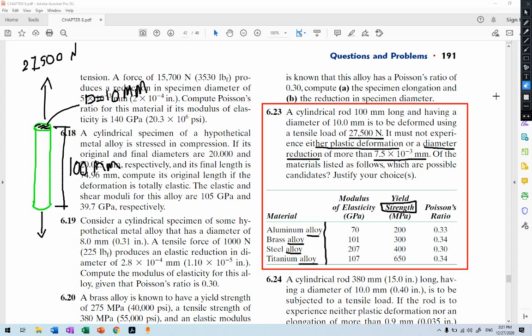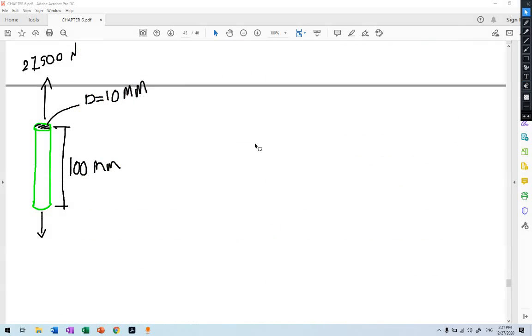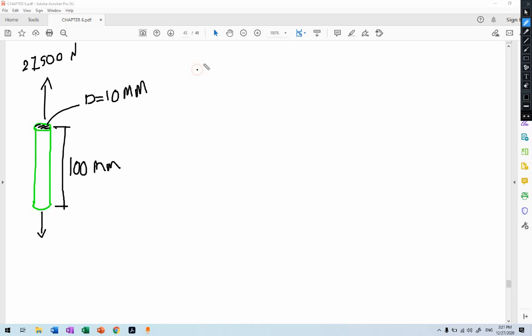So let's do the calculation, at least to find the case here. We're going to find first the area, which is pi over 4 times 10 squared. That will be the area in millimeter squared.